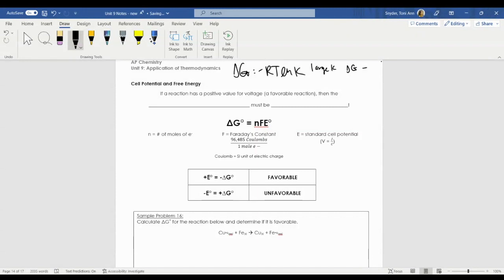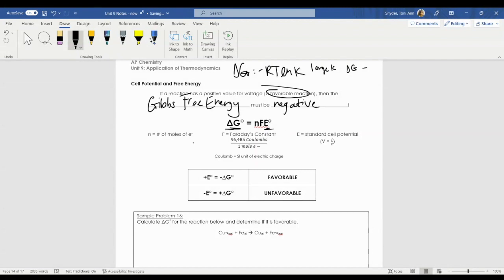Anyway, if a reaction has a positive value for voltage, which we know is favorable, then the Gibbs free energy must be negative. And like we said, that makes sense. If it's favorable, we are going to produce quite a bit of products. Gibbs free energy must be negative. And we can relate the Gibbs free energy to the cell potential. Your Gibbs free energy is your delta G, and your cell potential is this little E naught right here. And E naught tends to be in units of volts.